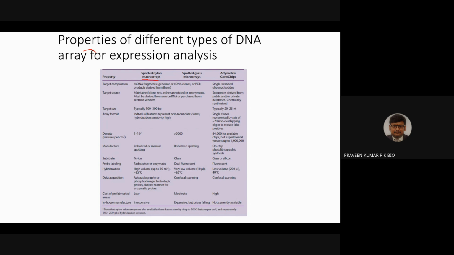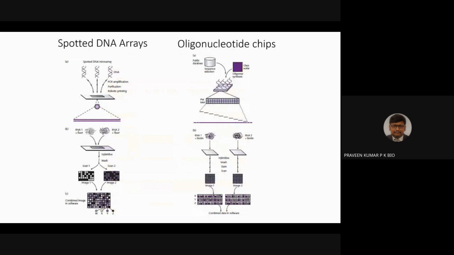Of course, this is present in the Primrose and Twyman textbook. So spotted DNA arrays, oligonucleotide chips. These are the types. So that is the spotted DNA array, where you are going to use a glass chip and feed the DNA, and go with what I mentioned. First, you have to take RNA, convert it to cDNA by reverse transcription, tag it with the fluorophore, and do all this, okay?